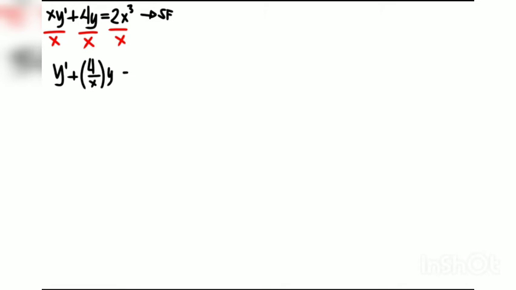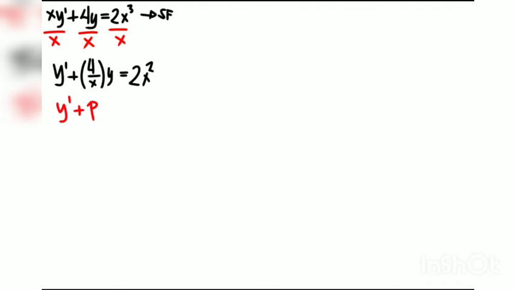Now let us go through some examples of linear equations first order. So, ngayon meron tayong xy prime plus 4y equals 2x cubed. And let us first put this into standard form by dividing everything by x para wala ng preceding coefficient yung y prime. And that would give us y prime plus 4 over x y equals 2x squared.